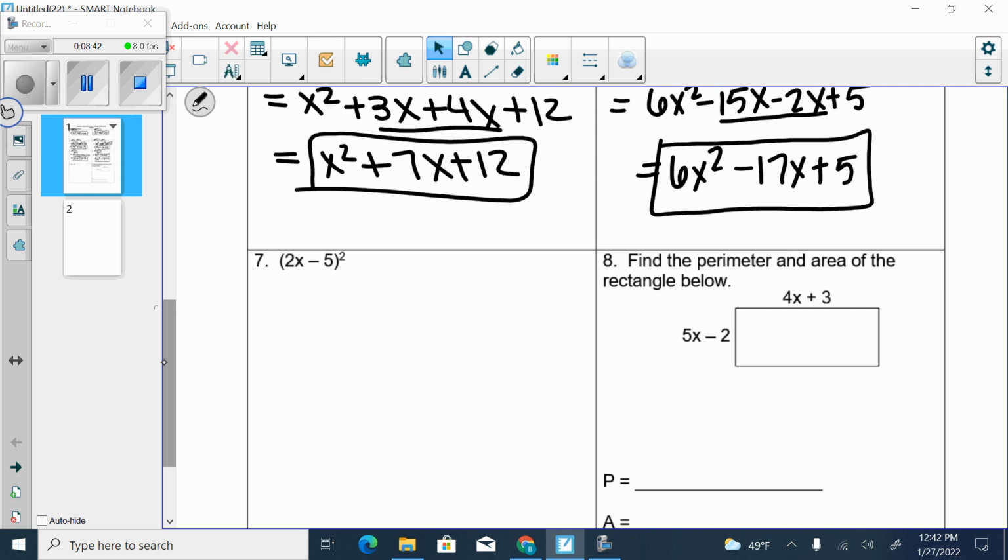Okay. All right, number 7 says 2x minus 5 squared. What is important to remember here is that to square something means to multiply it times itself, right? So this means the entire parenthesis times itself again. Or I could write it as 2x minus 5 times 2x minus 5, right? That means the same thing. And then we FOIL it out just like we did on the one before. Okay, so I'm going to have 2x times 2x, which would be 4x squared, nice, and 2x times -5.